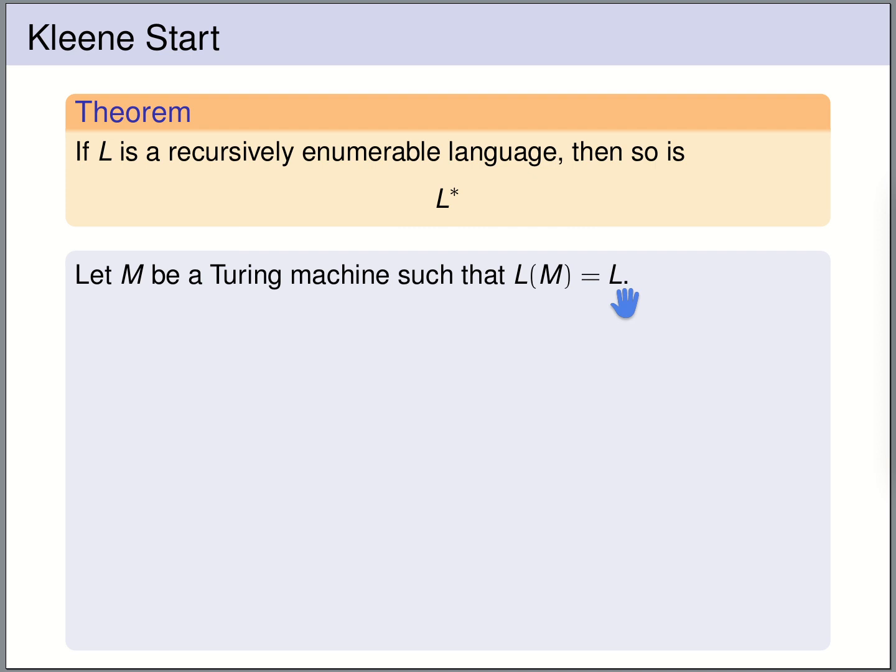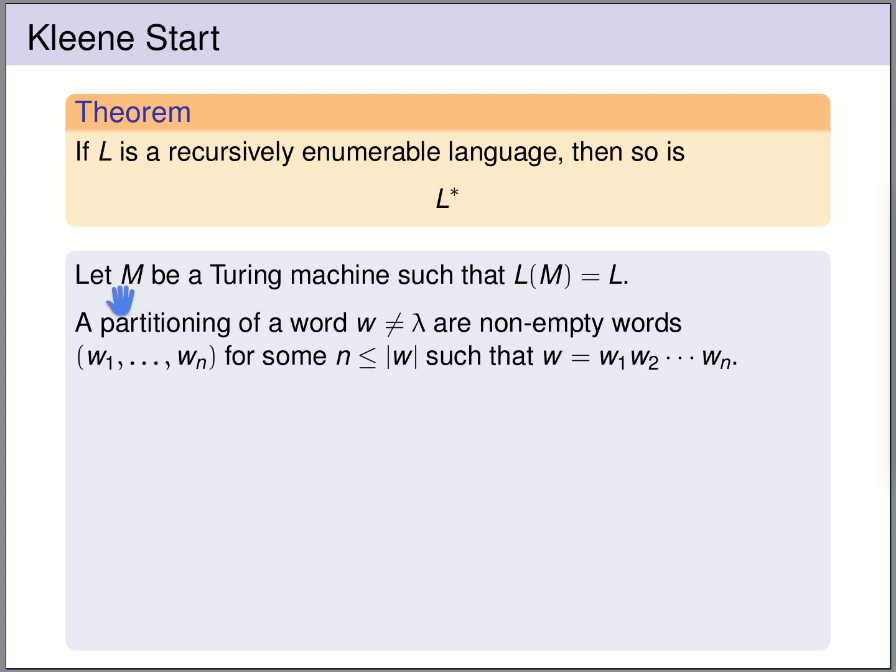Now the idea of the construction is similar to the concatenation of languages, but now we split the input word not just in two parts, but in n parts possibly. So let's call this a partitioning. We say that a partitioning of a non-empty word W is a sequence of non-empty words W1 up to Wn, where n is at most the length of the word W, such that W is the concatenation of W1, W2 up to Wn.